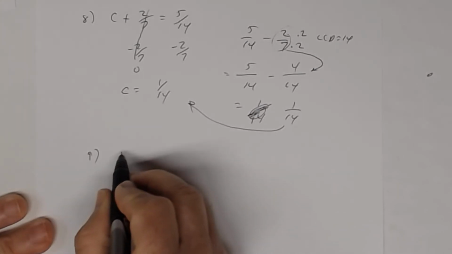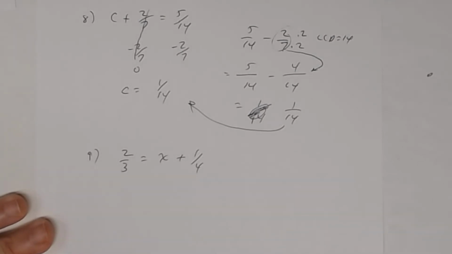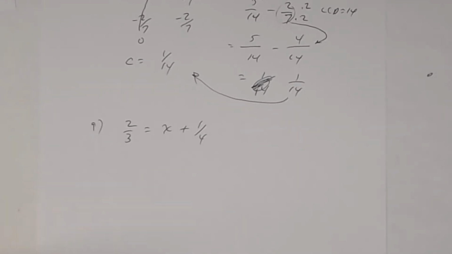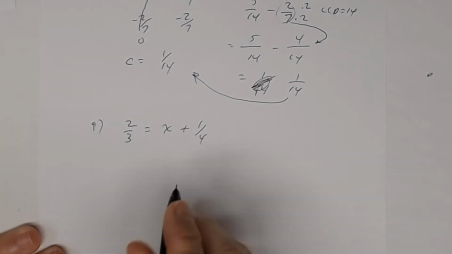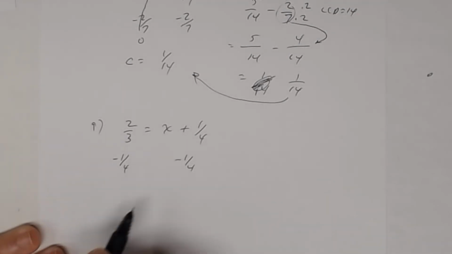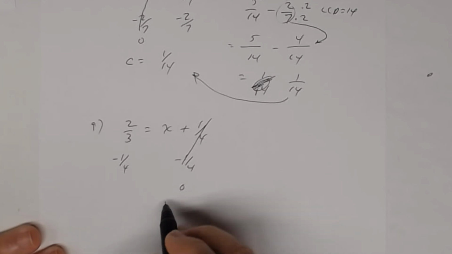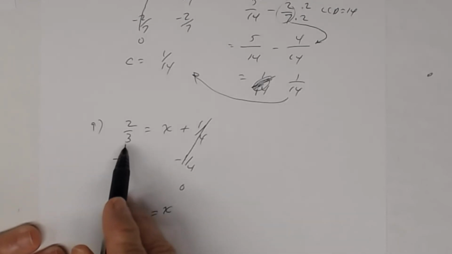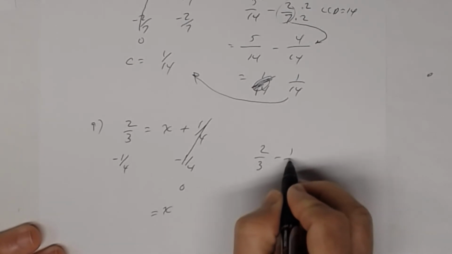Now let's look at number 9. Number 9, we have 2/3 equals x plus 1/4. So to get x by itself, right now I'm adding 1/4. So the opposite of adding 1/4 is to subtract 1/4 from both sides, just like this. What you do to the right side, you do to the left side. You got to show it. Then combining like terms, 1/4 minus 1/4 is 0. So you get x to be 2/3 minus 1/4. So let's go off to the side and do this by hand.